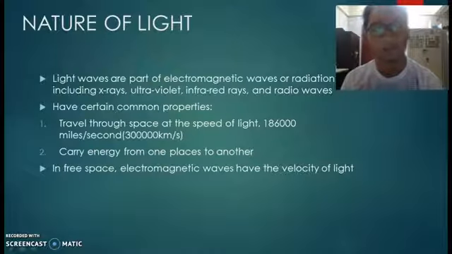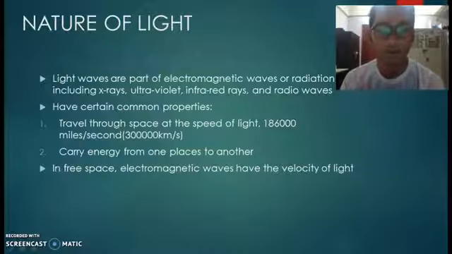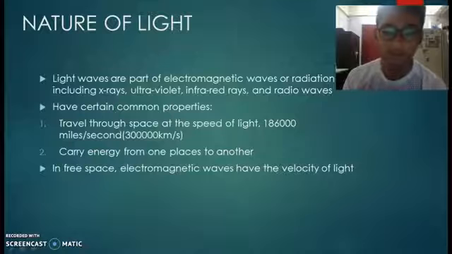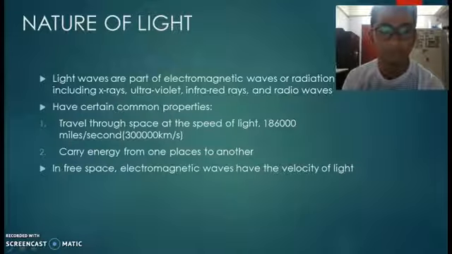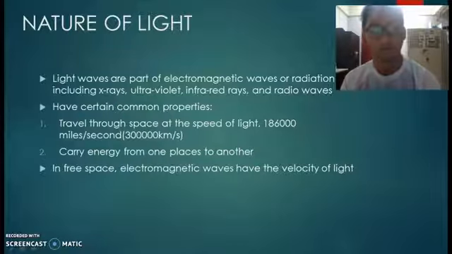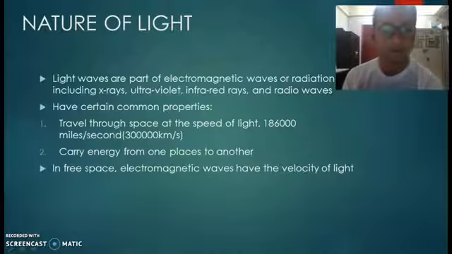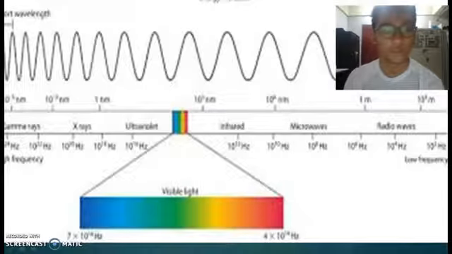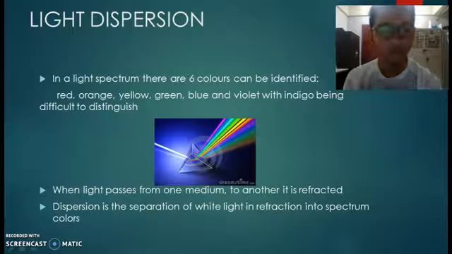Light has certain common properties: they travel through space at the speed of light, which is 186,000 miles per second or 300,000 kilometers per second. They also carry energy from one place to another. In free space, electromagnetic waves have the velocity of light. This is some example from me, as you can see.